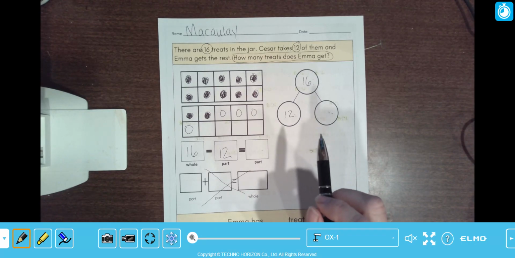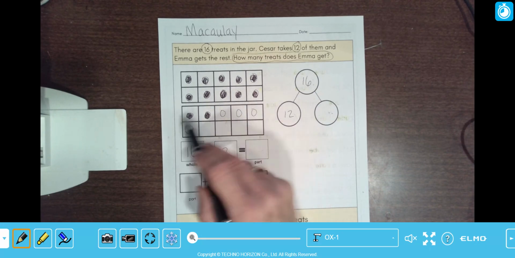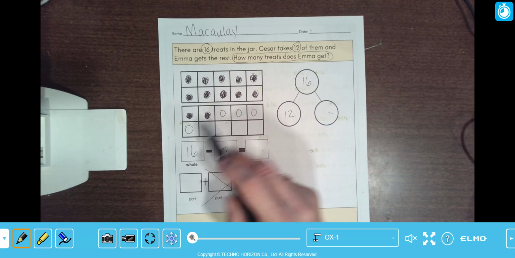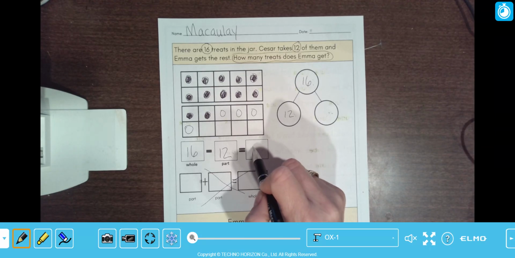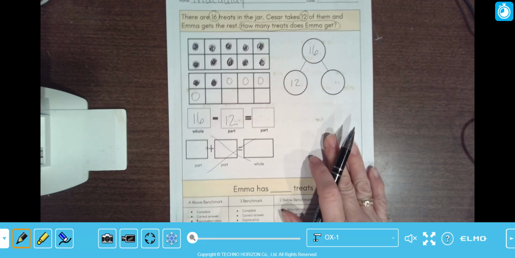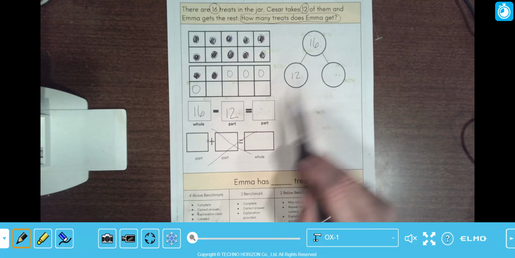Now, how do you find the answer? You look right here at the picture and you say, this is Caesar's part, but the rest is going to be Emma's part right here. So when you find out the answer of Emma's part, write that here and write it here. Okay? And then it says, Emma has blank treats. This is the part where you write how many treats Emma has. So this answer and this answer should be the same. These are all Emma's treats.